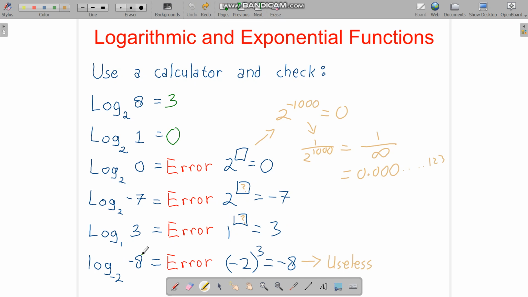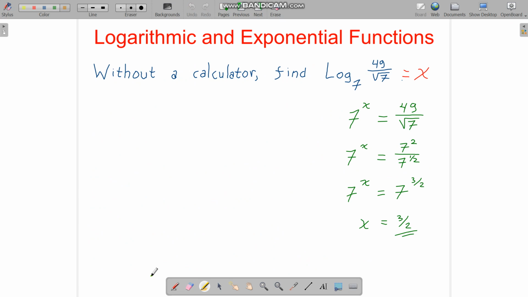And log minus 8 base minus 2, you'll get an error as well because again the definition is this must be positive, this must be positive. Although if you use your calculator, minus 2 to the power of 3 is equal to minus 8. So if you are reinventing logarithm, you can say, well, this makes sense, minus 2 to the power of 3 is minus 8, so this must be 3. But that's not how we use logarithm. It's not in the definition because it'll make the logarithm concept useless. You can watch the derivation video to understand.